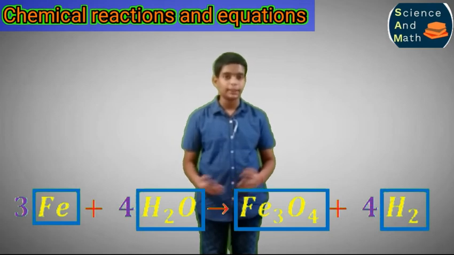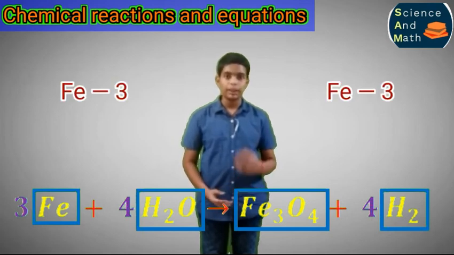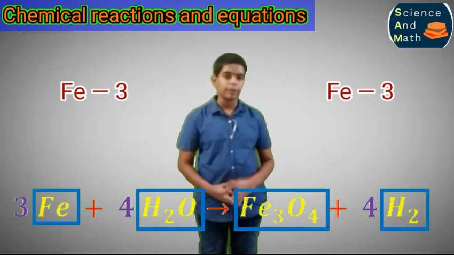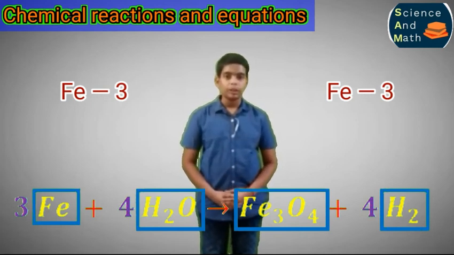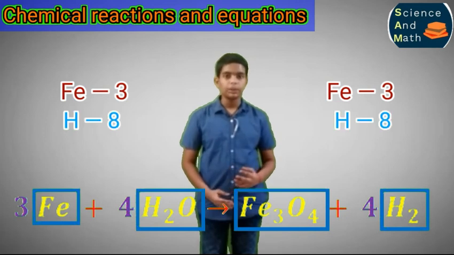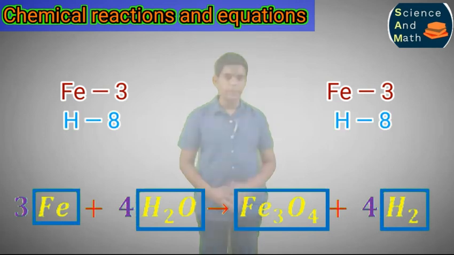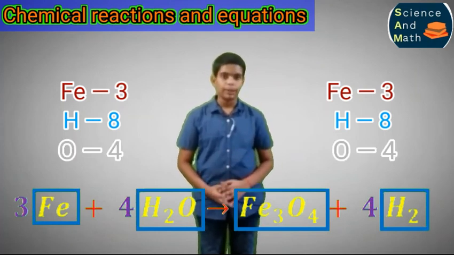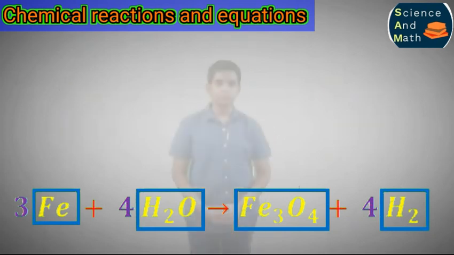So now, let us check this equation. There are 3 atoms of iron in the reactant side and 3 atoms of iron in the product side also. There are 8 hydrogen atoms in the reactants and the product side as well. There are equal number of atoms of oxygen in the equation, that is 4 and 4. Hence, the equation is balanced.